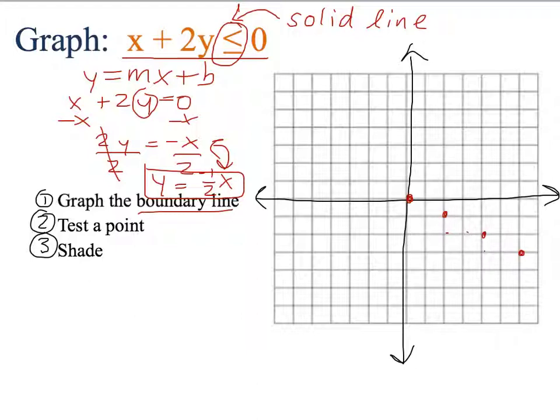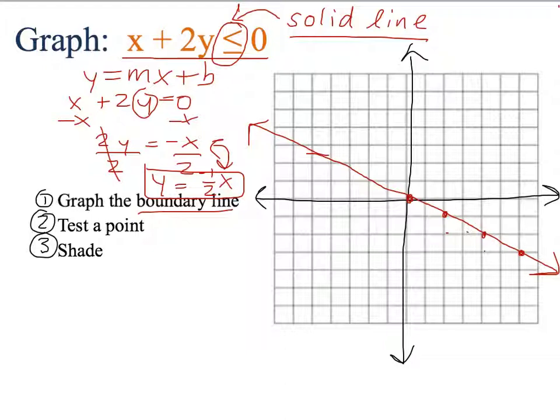So now we're going to go ahead and connect these dots. I'm going to do my best to stay with the line, even though I don't have a ruler here. Okay, so your line should be something like this. I encourage you to use a ruler. It'll make it a lot easier for you to be more accurate. So now we have our line, and again, it was a solid line because this is less than or equal to, so these points are included.